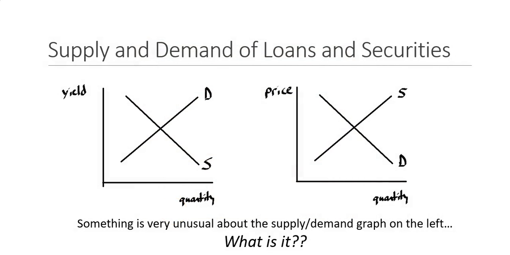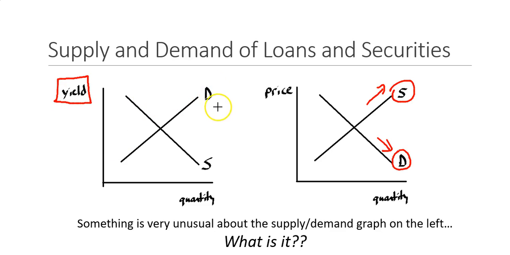We left off with the question: something is very unusual about the supply-demand graph on the left. What is it? The answer is that when we look at the normal graph on the right, notice that the supply curve is up and to the right, which is normal in economics, and the demand curve is down and to the right.